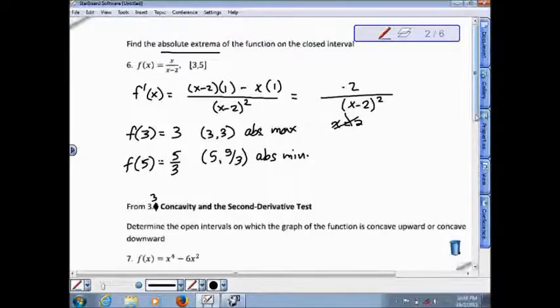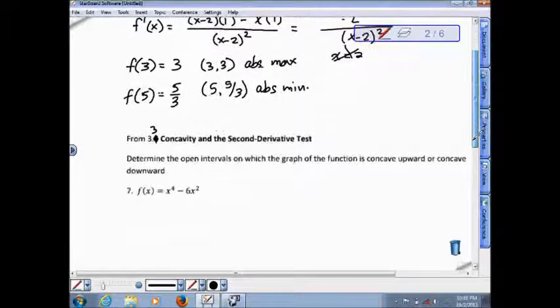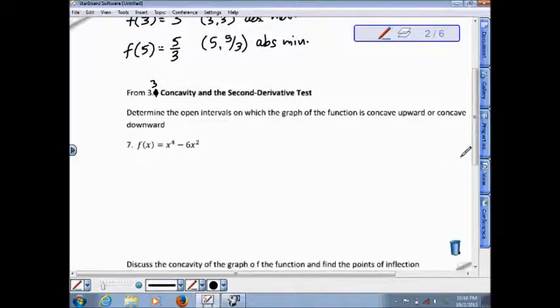That brings us to 3.3, where we talk about concavity and the second derivative test. They're performed similar to the first derivative test. So in question 7, we start with the first derivative, and we find the second derivative and set that equal to 0 to find points of inflection. Points of inflection are where the graph switches from concave up to concave down, or vice versa.